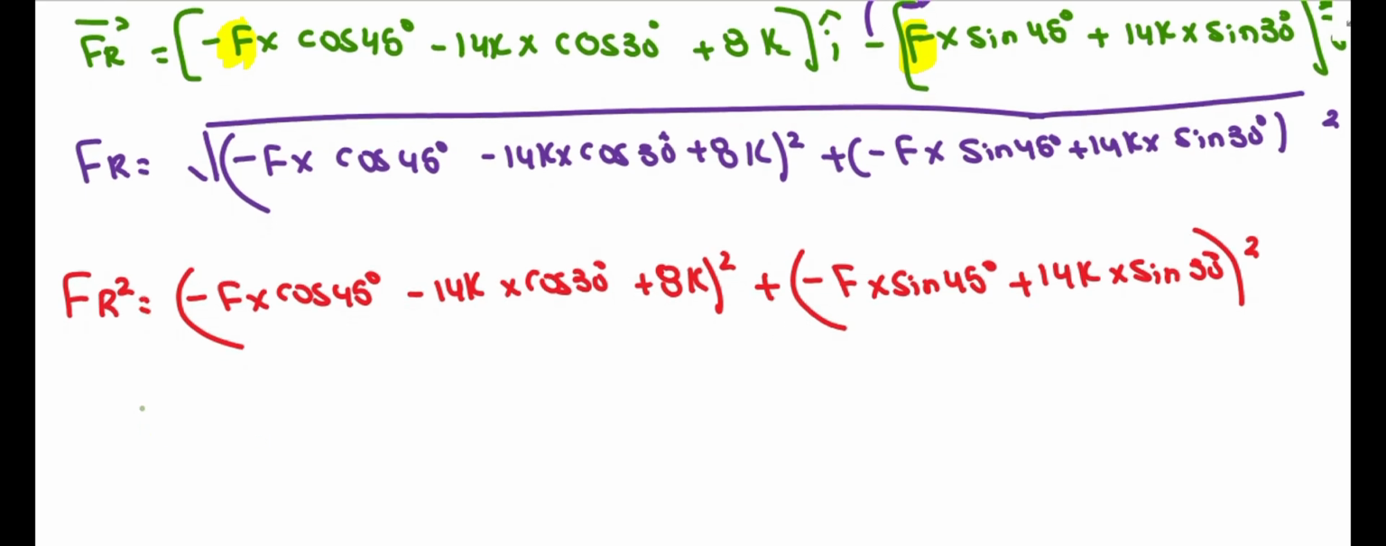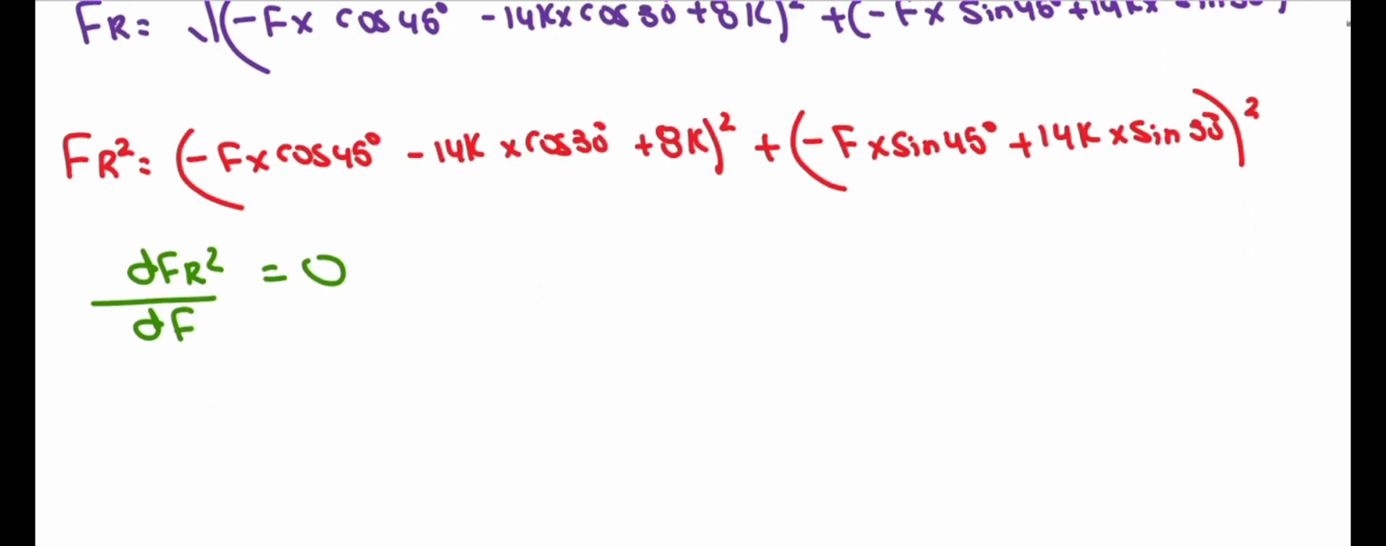This test says that d(Fr²)/dF is equal to 0. So it will become, but why? Why am I applying d/dF equal to 0 here? Because F is basically what our task is to find out. That's why I apply d/dF equal to 0 here.